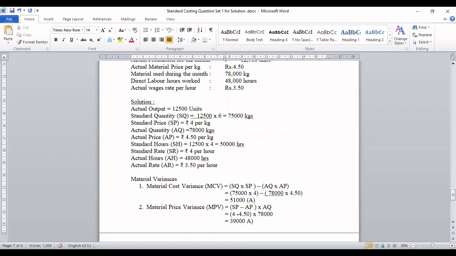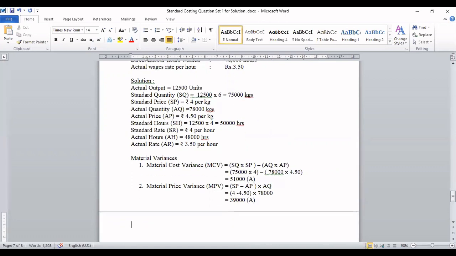Any single doubt, any confusion, any point which is troubling you? Now, the next one, material usage variance. Tell me the formula for this. Standard quantity minus actual quantity into standard price. Come on, replace the values.